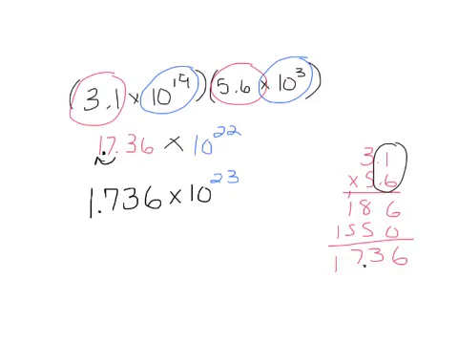So in a sense, this is how I'm going to combine what we've already learned about scientific notation, and scientific notation being this number between 1 and 10 times 10 raised to an exponent, with what we've learned about multiplying exponents.